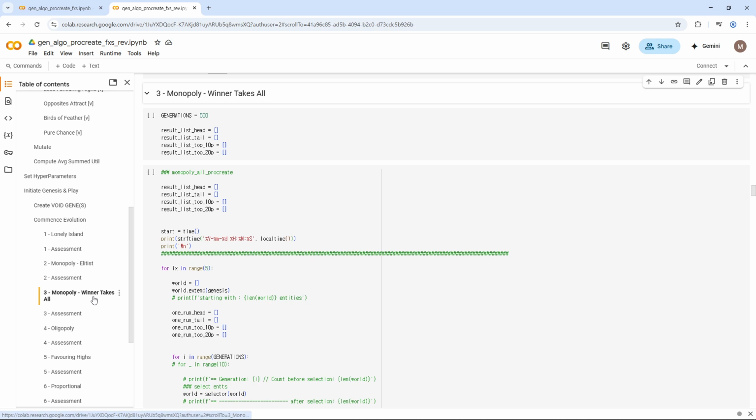And we move on to the Monopoly Winner Takes All, where the top entity gets to procreate. The top entity is always chosen as parent number 1, and parent number 2 can be any one of the entities within that generation.